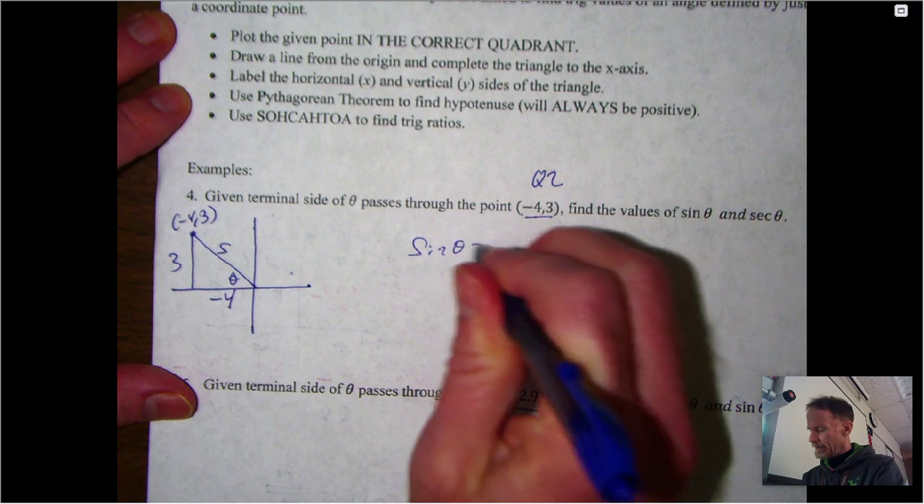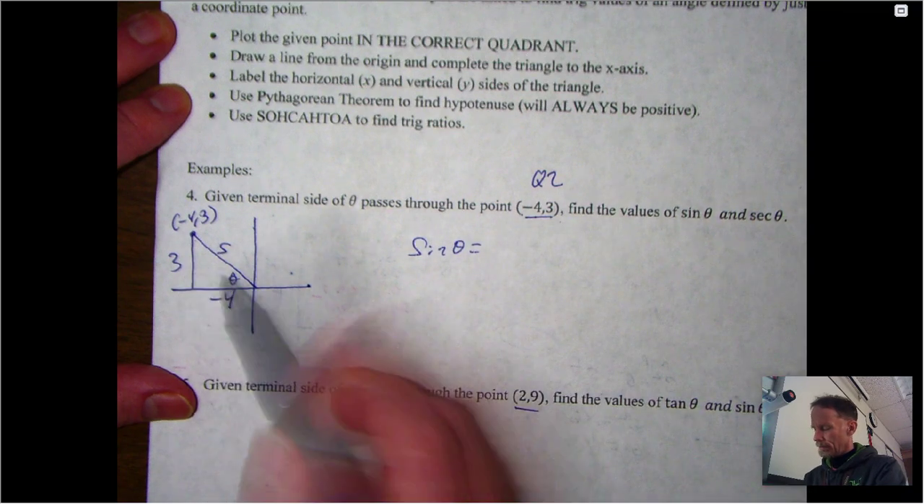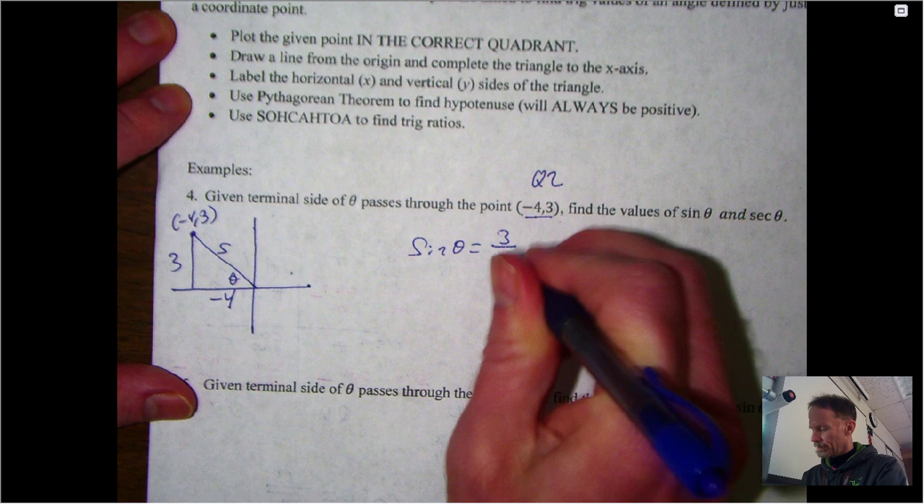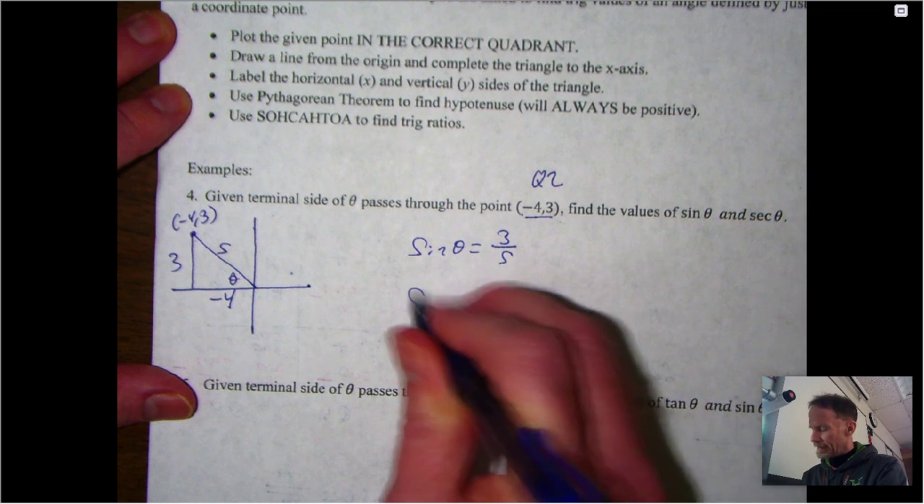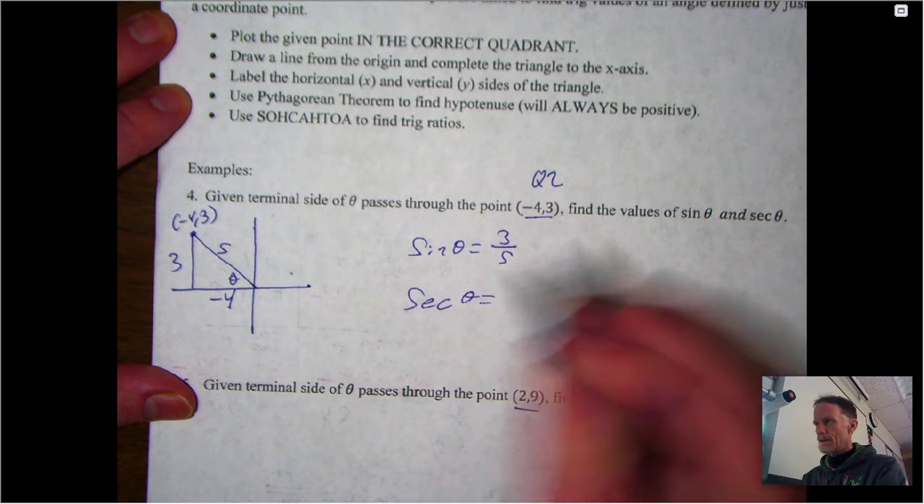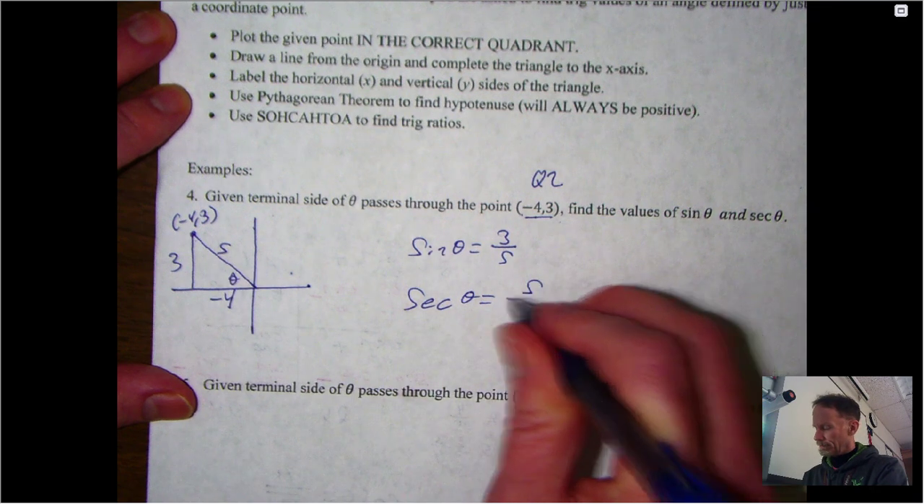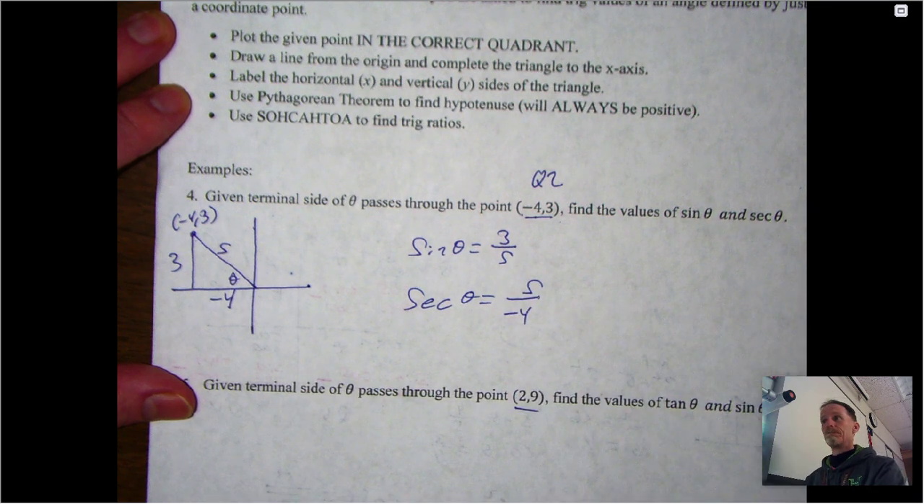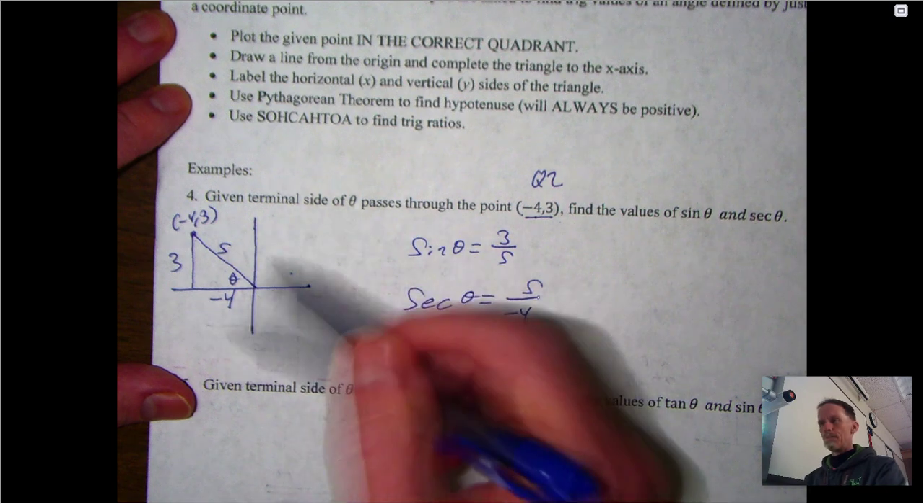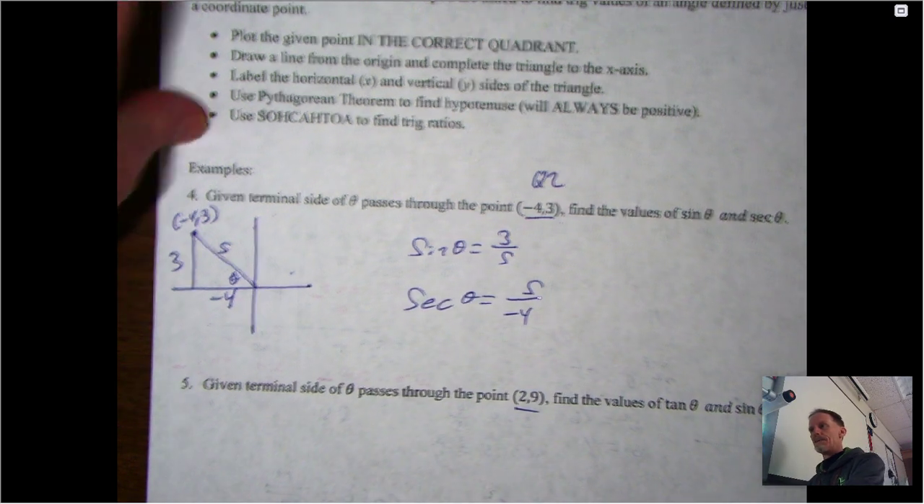So sine theta, opposite over hypotenuse, is 3/5. Secant theta, hypotenuse over adjacent, that's 5/-4. And that's it. And again, you may have a weird square root in there, but it works the exact same way.